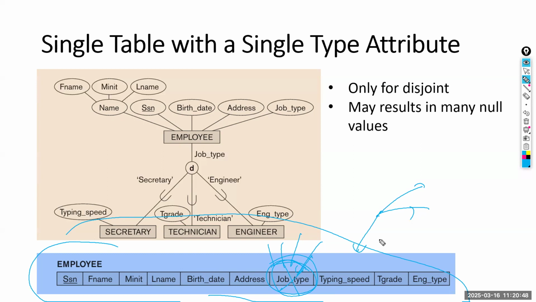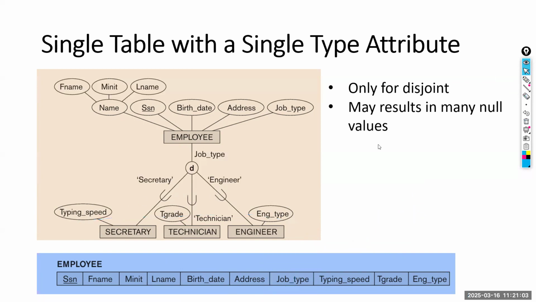We don't care whether it's total or partial. It works for disjoint but not for overlapping because we have a field called job type. Job type can't have more than one value. Right. Second possibility.